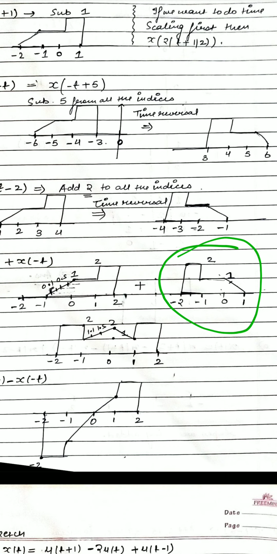Now add these two quantities. From -2 to -1, it is 2. From -1 to 0, the slope is increasing, and here from -1 to 0 it is constant. So we can check the slope is increasing to 2. From 0 to 1 the slope is decreasing. From 1 to 2 it is constant as 2.